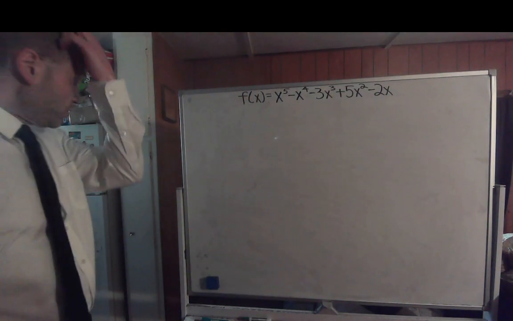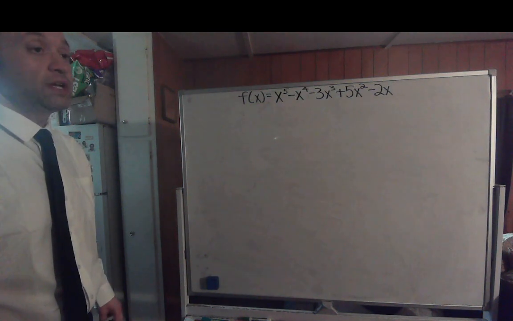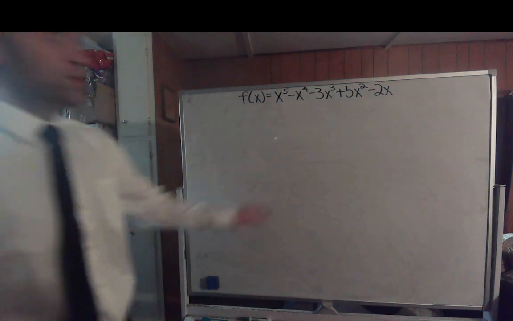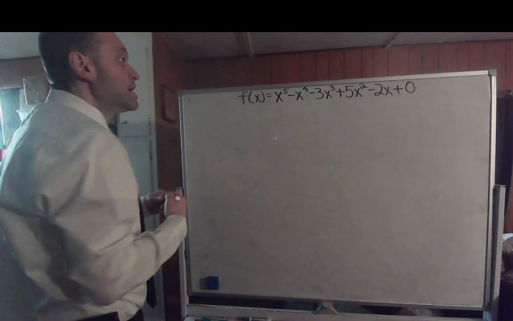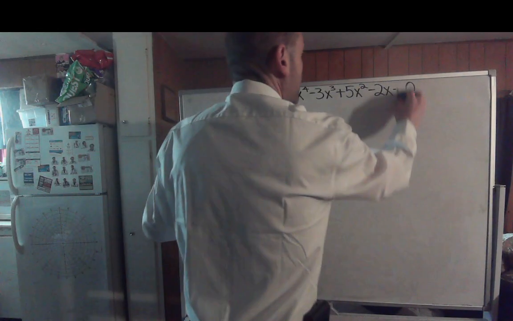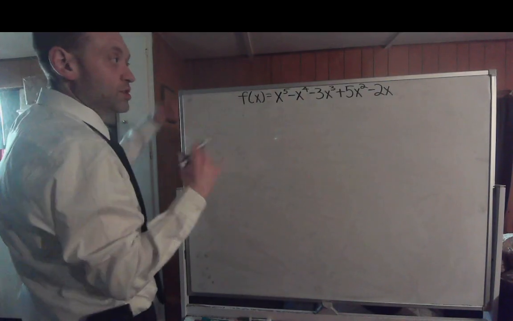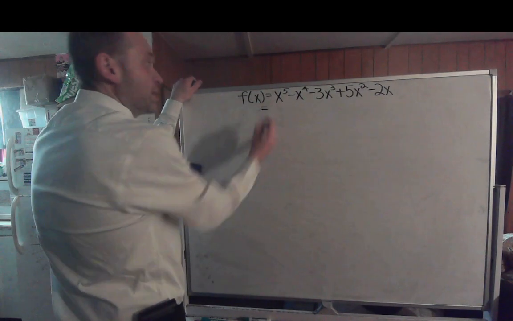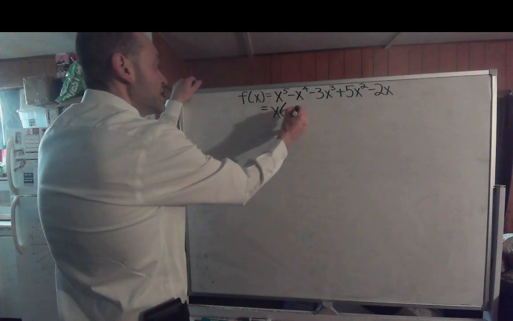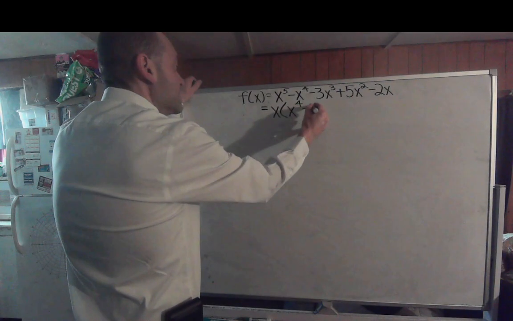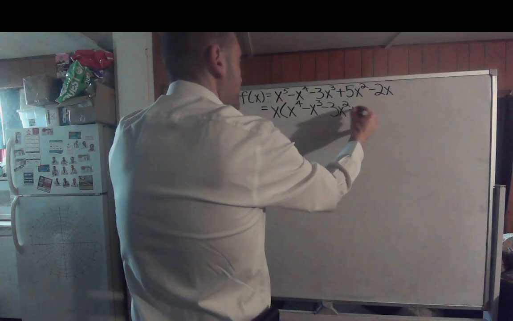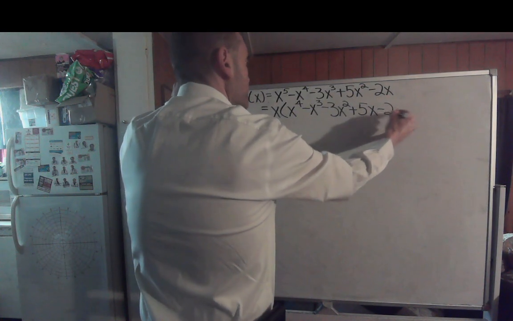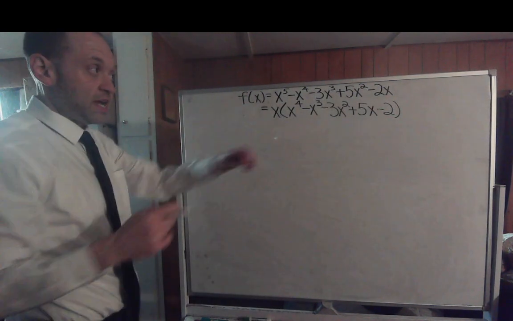Well, what do we notice right away? You don't have a constant term. Your p is your constant term. But we didn't even need that because you have an x in every single term, right? We can factor out x right away. You end up getting x times x to the 4th minus x to the 3rd minus 3x squared plus 5x minus 2.